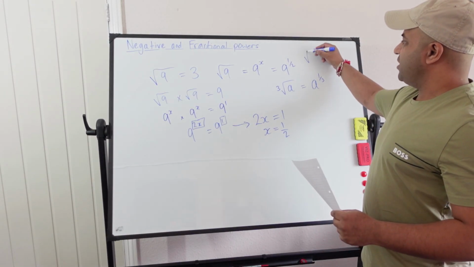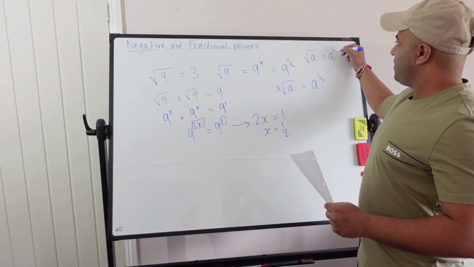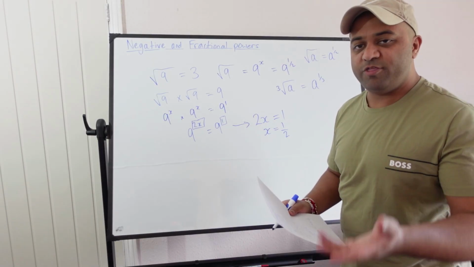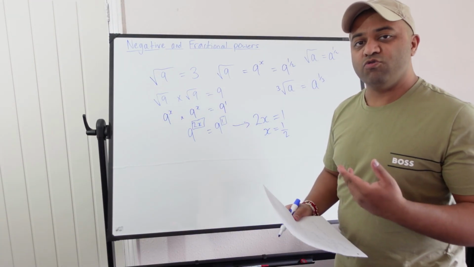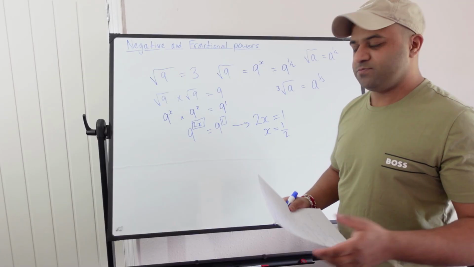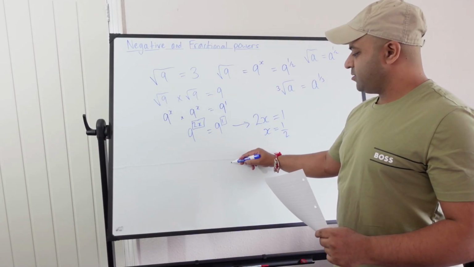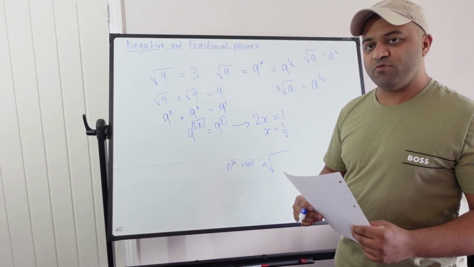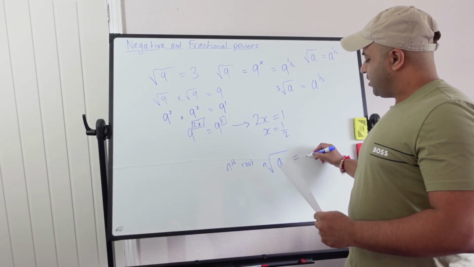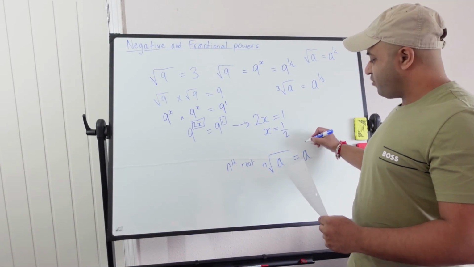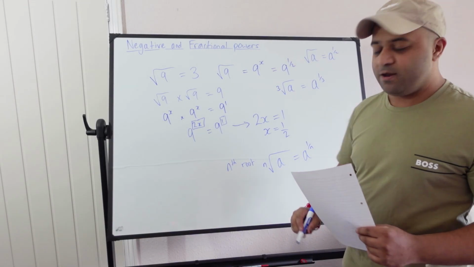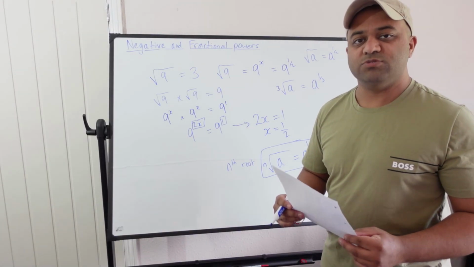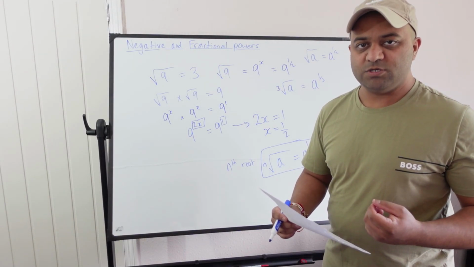So square rooting a number is power of a half, cube rooting a number is the same as power of 1/3, and we can extend this rule to any root. So the nth root of a number, where we have n before the square root, is equivalent to that number raised to the power 1/n. So this will be very useful when it comes to simplifying powers.